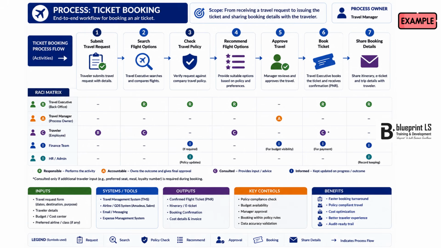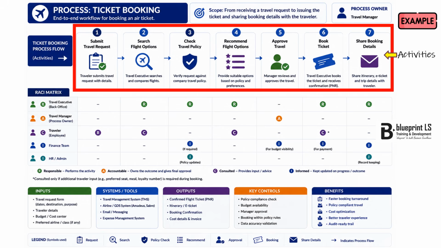workflow. Before discussing roles and responsibilities, it is important to understand the scope of the process itself. In this example, the process begins when a traveler submits a travel request and ends when the booking details are shared with the traveler. The process consists of 7 activities: submit travel request, search flight options, check travel policy, recommend flight options, approve travel, book ticket, and share booking details.